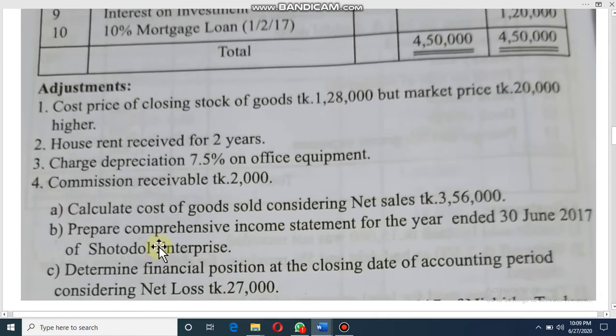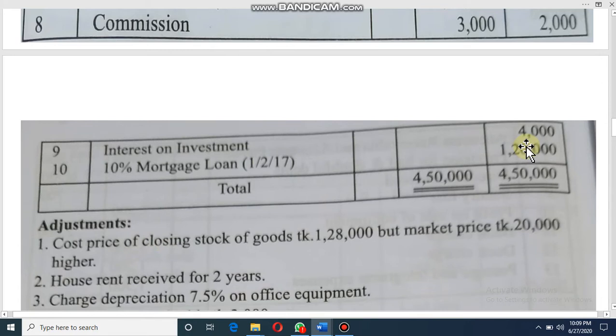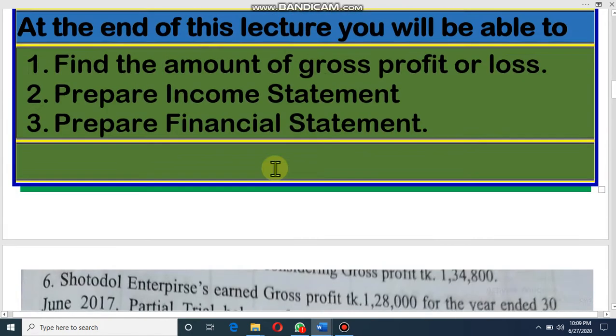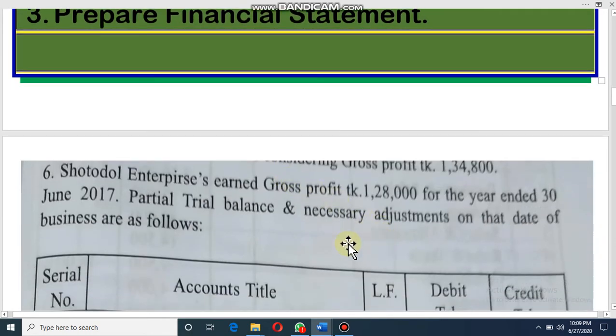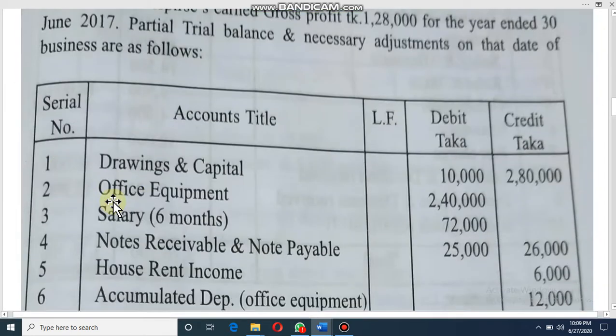Interest on mortgage loan. Look at the student, we have taken loan 1,20,000 and 10% I have to give interest. So what will be the amount of interest? 1,20,000 into 10%. It is 12,000, and we have taken this loan 1st of February 2017. We are doing accounting for June. So February, March, April, May, June. We have to give interest for 5 months.